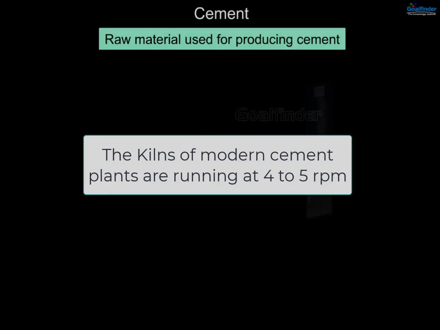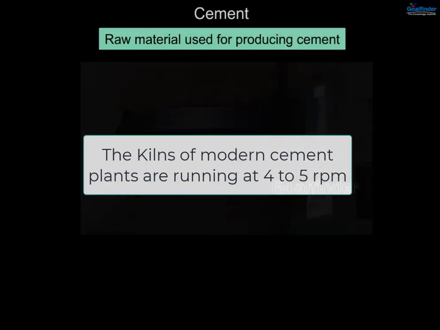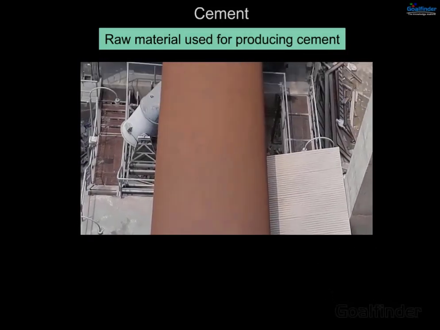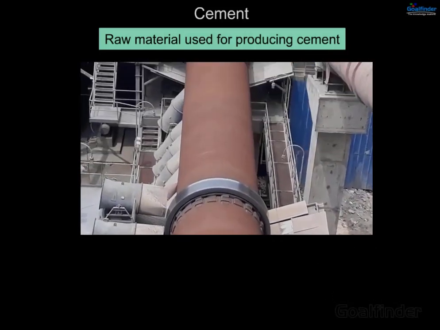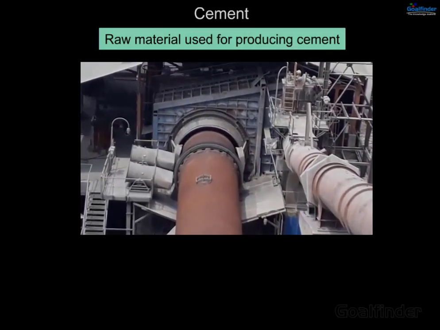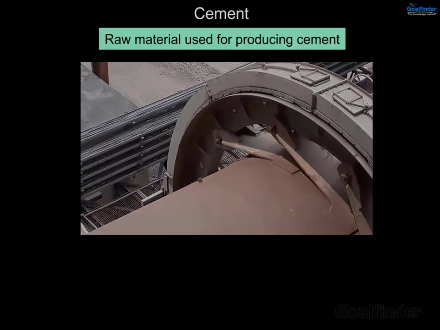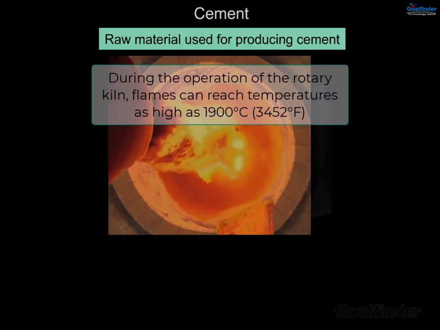The kilns of modern cement plants run at 4 to 5 rpm. During the operation of the rotary kiln, flames can reach temperatures as high as 1900 degrees Celsius or 3452 degrees Fahrenheit.